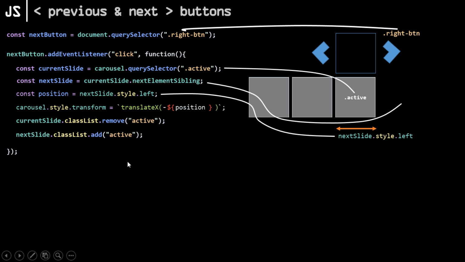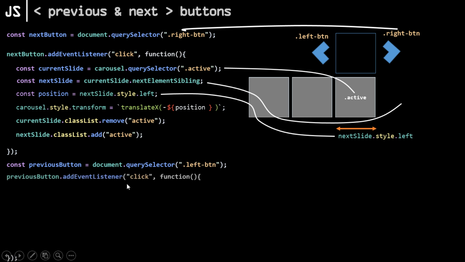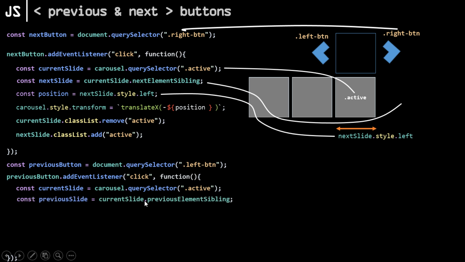Now let's talk about the previous button. For the previous button, we also need to select the button like we did here. Then I need to select the previous button using the query selector again. The left button here is the class name of our left button. Then I'm going to add an event listener to the previous button. Then inside, we said we need to select the current slide using query selector. Then the previous element sibling will select the previous slide element.